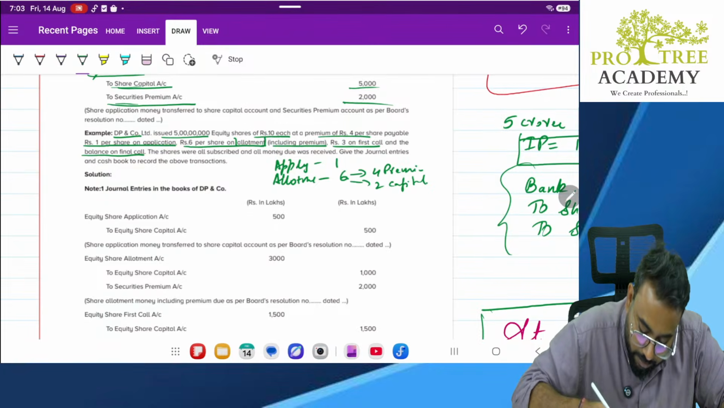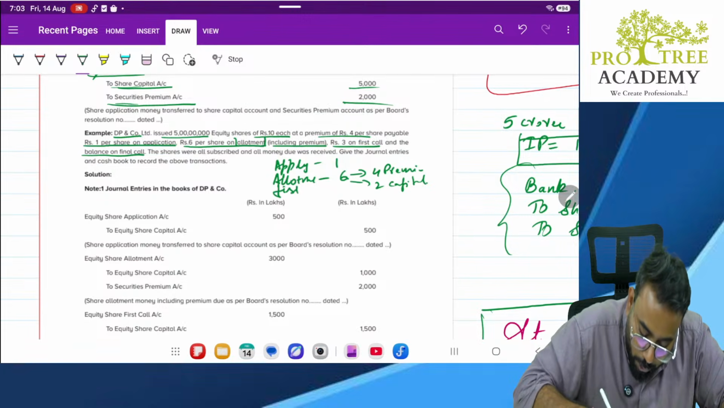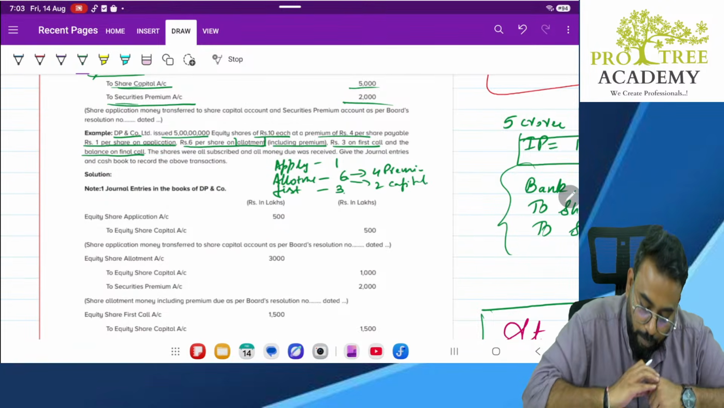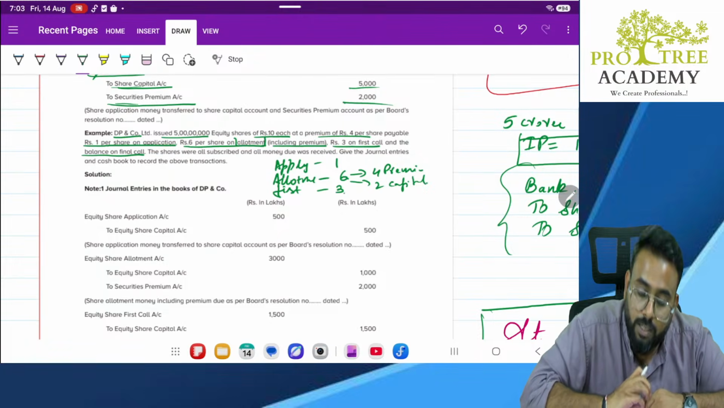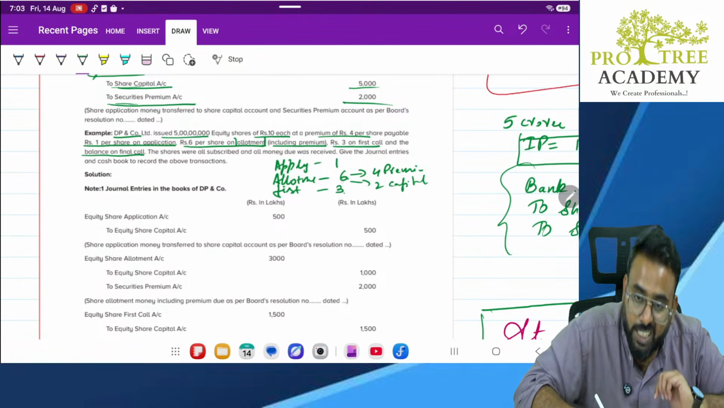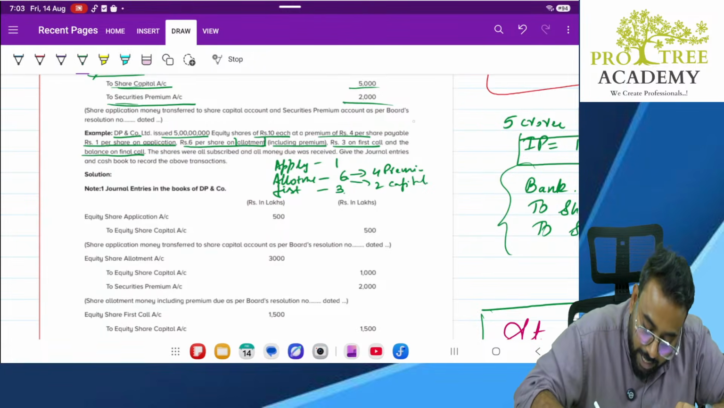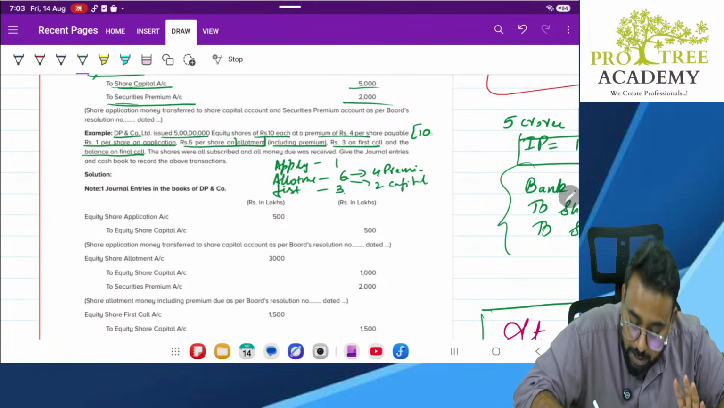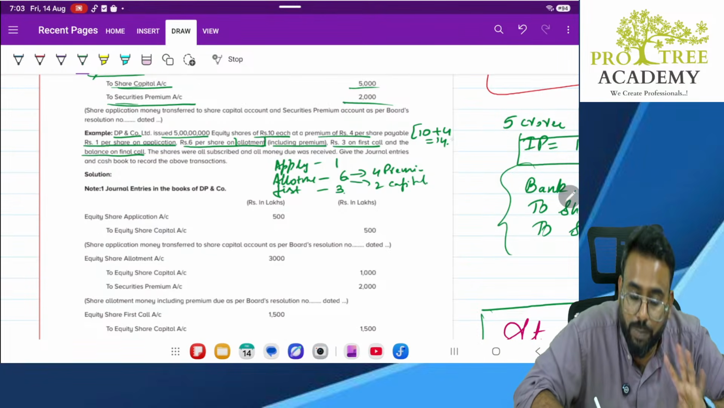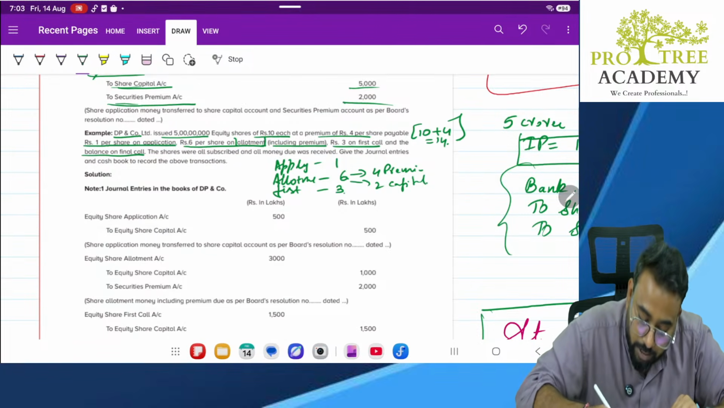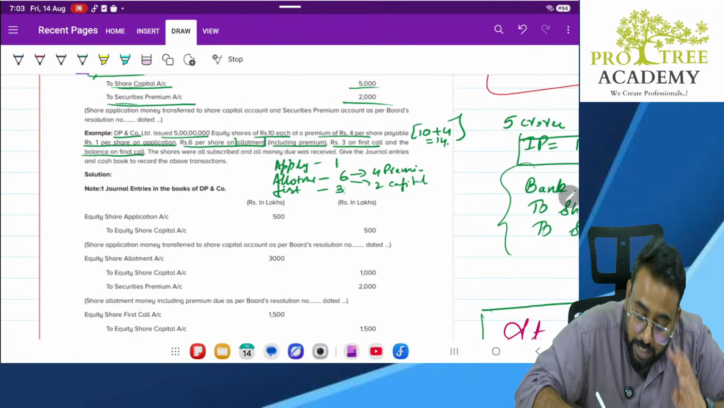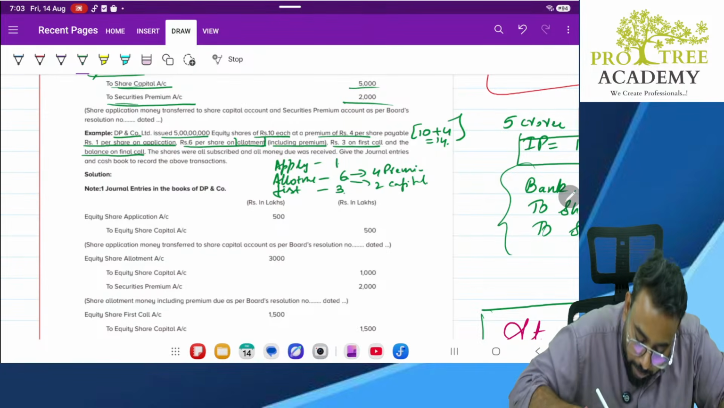Clear? Next, on first call, you pay 3 rupees. So total is 1 plus 6, 7, 7 plus 3, 10. How much should you actually receive? Sir, I should actually receive 10 rupees face value, plus I need to receive 4 rupees. That is a total of 14 rupees I need to receive. How much are you actually receiving? 1 plus 6, 7, 7 plus 3, 10. So the remaining 4 will be received in the final call.